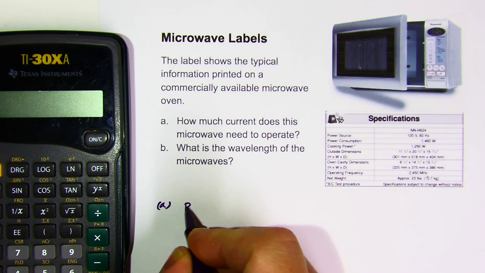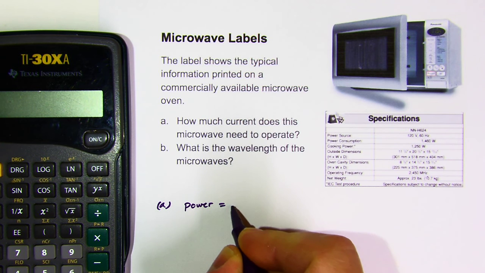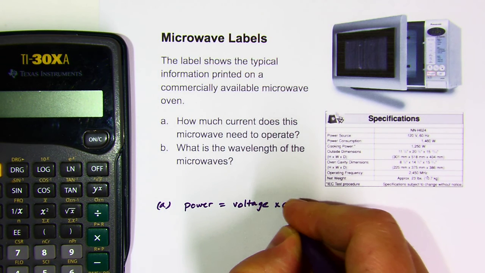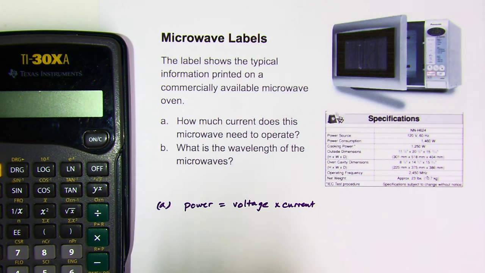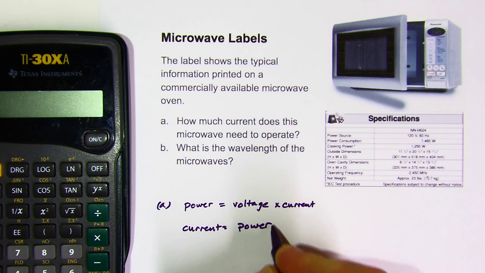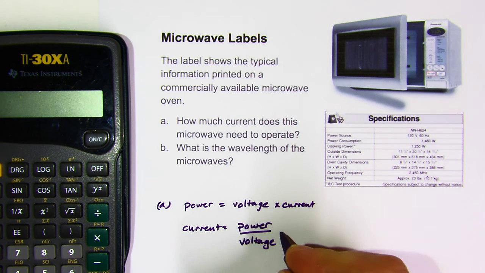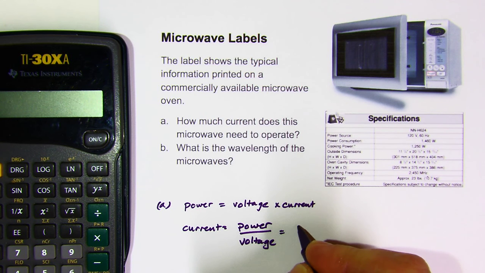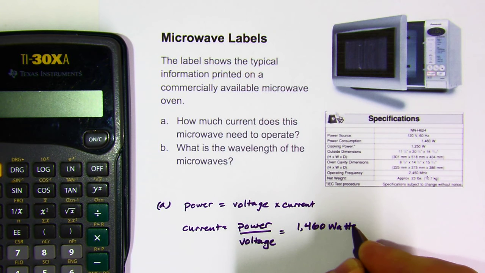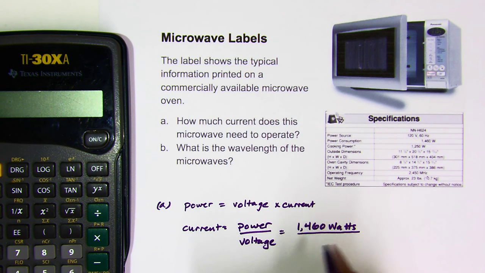Recall that electric power was shown to be equal to voltage times current. So that means that current equals power divided by voltage. The power again is 1460 watts. The voltage is 120 volts.